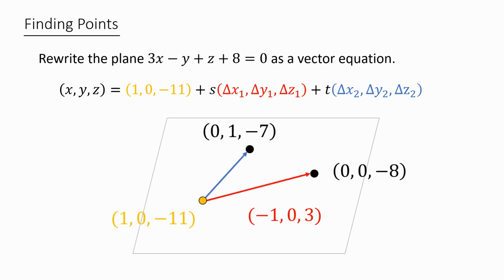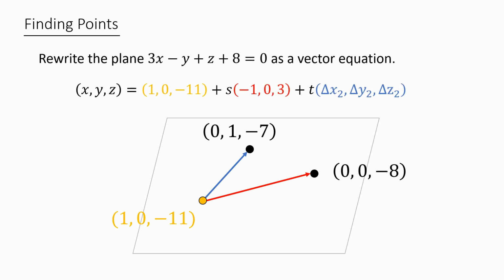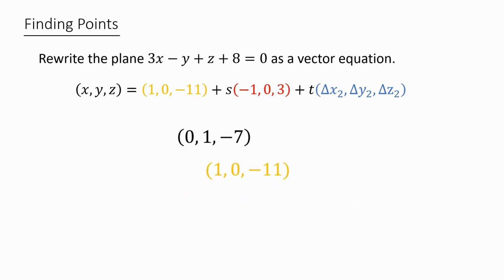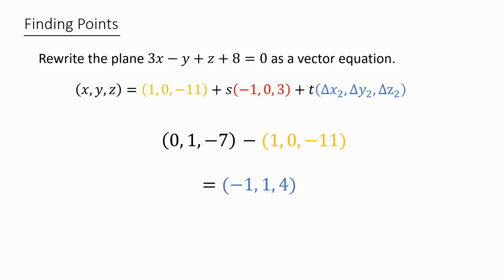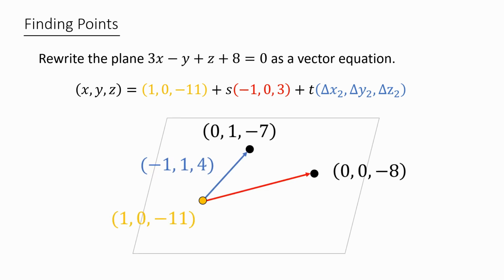Now we can sub this into our red direction vector in our equation. As you might expect, getting our blue final direction vector is the same thing. We just take the other point, 0, 1, -7, and subtract our starting point, 1, 0, -11. Doing this gives us -1, 1, 4 as our direction vector, which we can then plug right into our equation for the last direction vector.